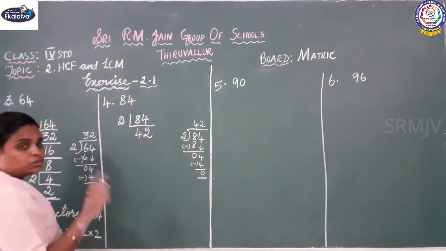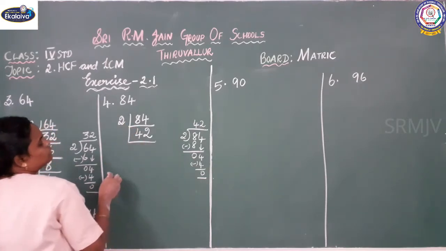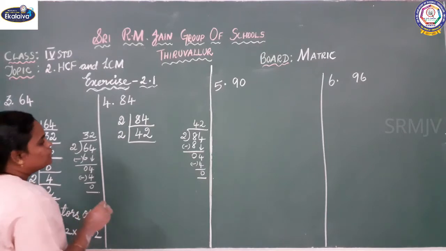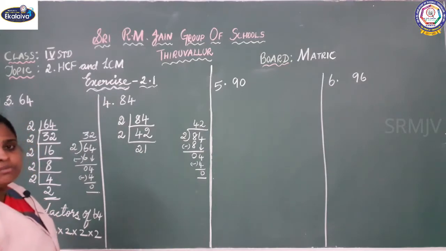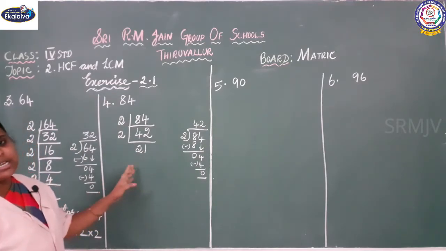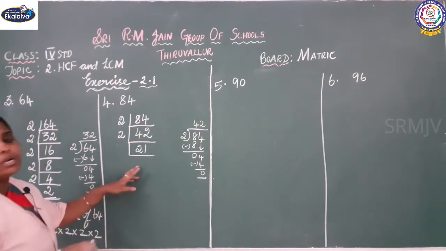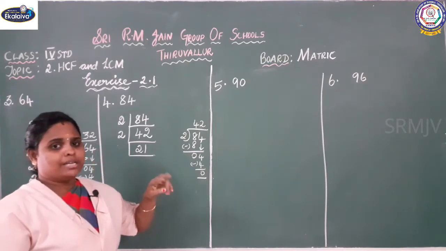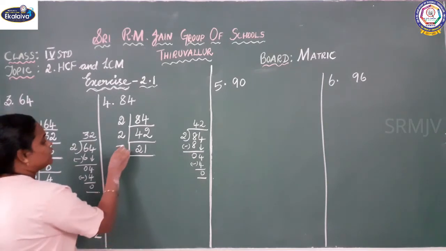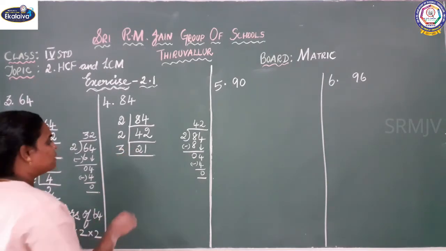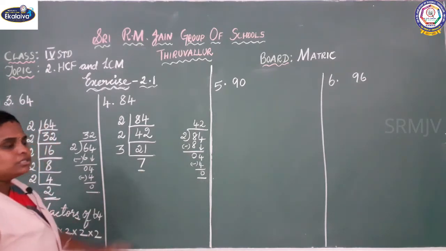See, listen children, 42 is a composite number, so we can divide it again. So if you are dividing by 2 table, then 2 2s are 4, 2 1s are 2. So 2 21s are 42. Again, 21 is a composite number, so we can divide it again. Listen children, 21 will not be divisible by 2. So we can take the next number, 3, because 3 is a prime number. In 3 table, 21 how many times? 3 7s are 21. Next, 7 is a prime number, so we can stop.